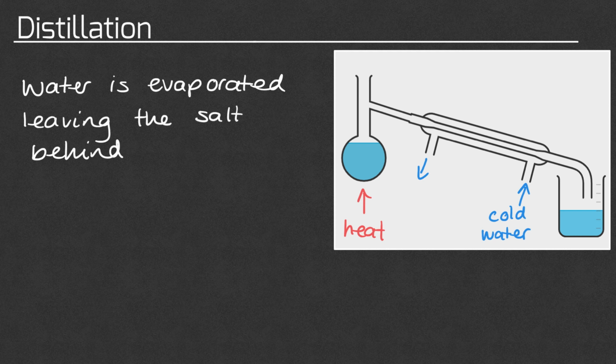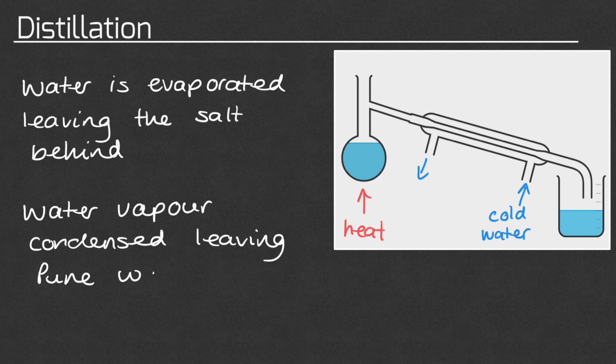So the first step you would do is heat your mixture of salty water. This would cause the water in the mixture to evaporate, and would then move down this piece of equipment called a condenser. So the water would rise up and evaporate, and all the salt would be left behind in here. As the water vapour then moves down the condenser, it will be condensed, it will turn from a gas back into a liquid, and we can collect it at the end as pure water.